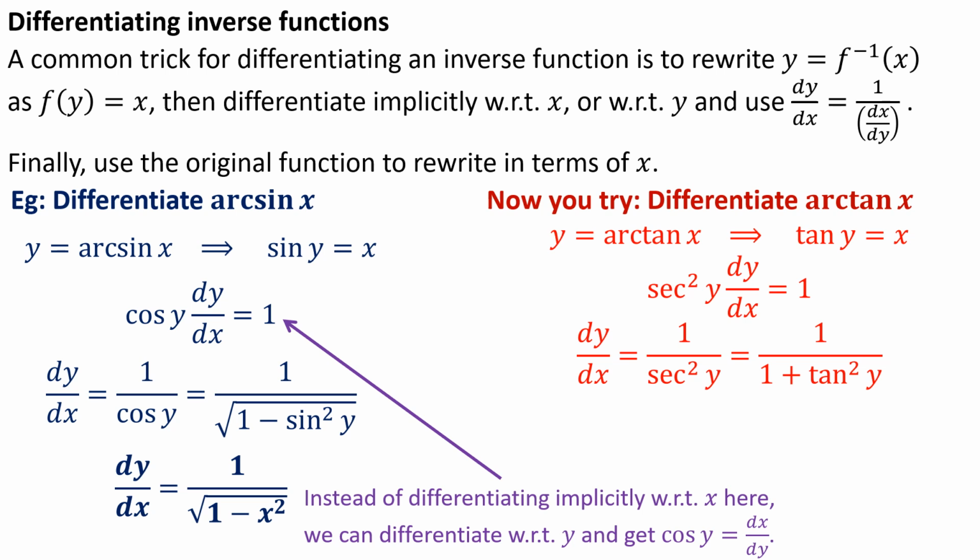And then I can replace sec squared y with 1 plus tan squared y. And of course, tan squared y is just x squared. So the result comes out as 1 over 1 plus x squared. Somewhat nicer looking result than the other one, and that is related to the fact that the derivative of tan produces sec squared y, which connects more directly to tan squared.